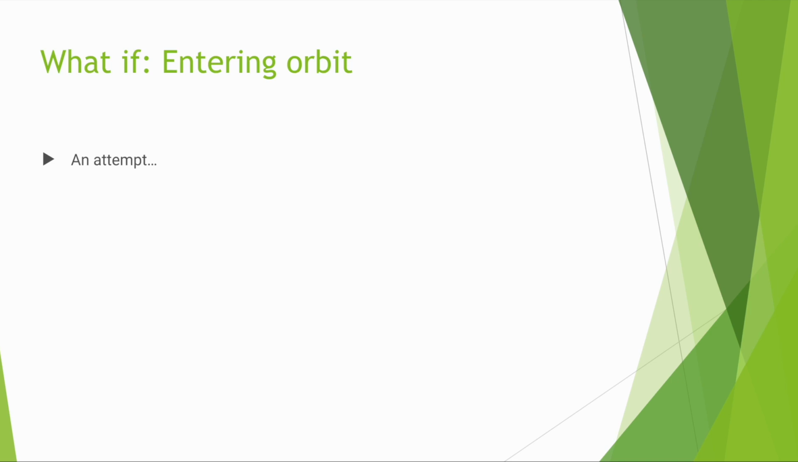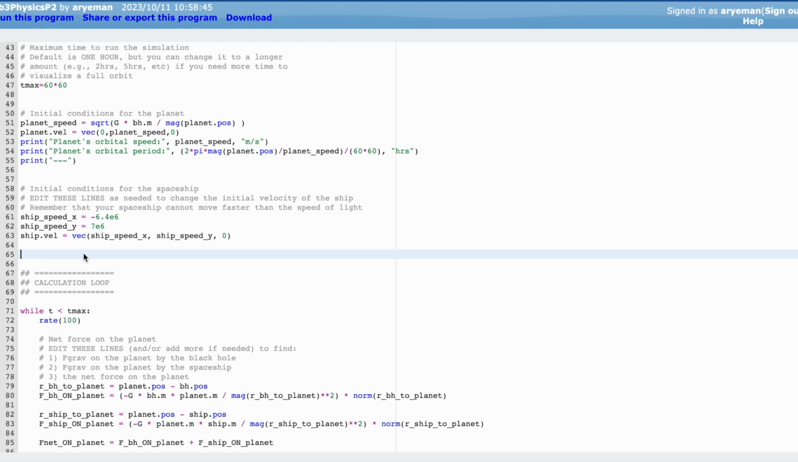There was an attempt at entering the orbit, which I can show in a second. It would probably mean decreasing the x velocity and increasing the y velocity a little bit, so that it doesn't leave right as soon as it gets into the orbit, but just hovers around for a little bit.